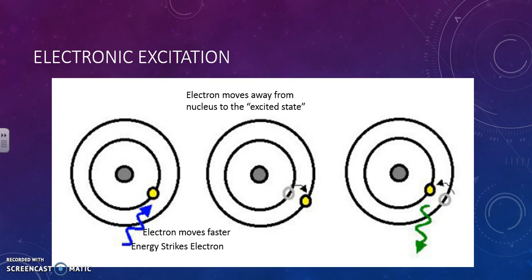Now, the excited state is a temporary, very high energy state, and it can't maintain it for very long. So the exact amount of energy that it absorbs, it then lets go and goes back down to its original position, which we know as the ground state. Now, the weird thing is that when the electron lets go of that energy, it only lets go of it in the form of light. It emits something that we call a photon.